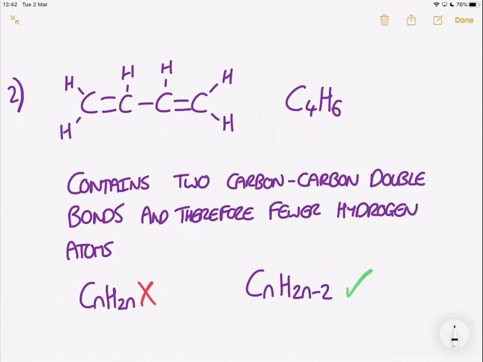So it can't follow the general formula for alkenes, which is CnH2n. If you wanted to make a general formula for dienes, I guess you'd call it CnH2n minus 2, because you've got to take away an additional 2 hydrogen atoms thanks to that second double bond. You didn't have to come up with this. It's really just for reference. Right then, let's crack on with something new.